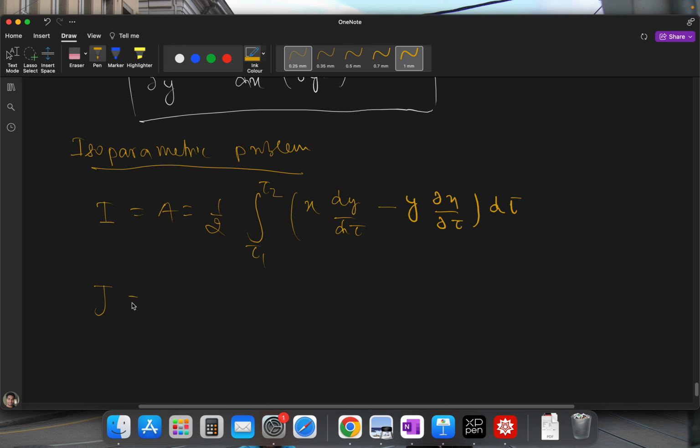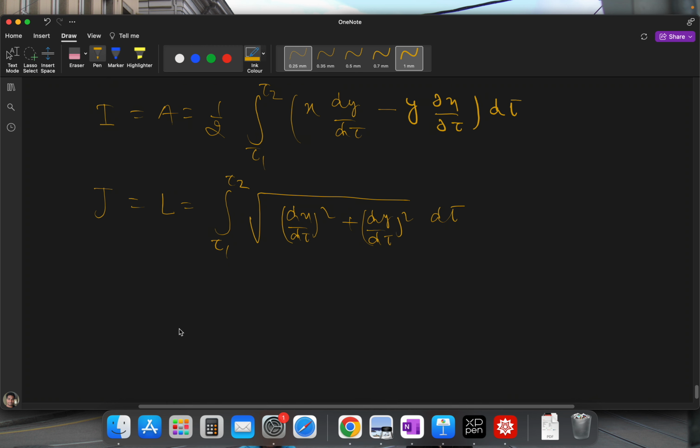And the constraint that we called J is given: a constant length L. That will be the integral from tau 1 to tau 2 of square root of (dx by d tau) raised to the power 2 plus (dy by d tau) raised to the power 2, d tau.